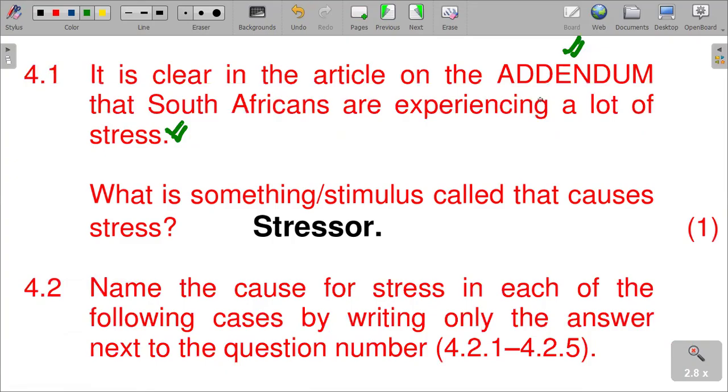I'm sure that N6 students, you are able to understand and move along with this presentation with no conflict and no problems. So what is a stimulus that causes stress called? It's called a stressor.